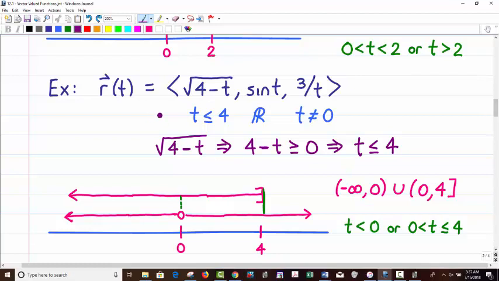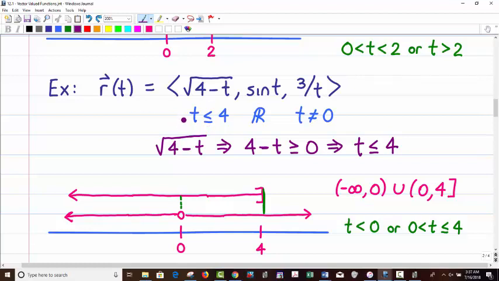Let's look at this next one. Square root of 4 minus t, and then sine of t, and then 3 over t. Okay, now be careful with this one. This is a little bit different, obviously, than if it was t minus 4. For 4 minus t, actually anything less than or equal to 4 would be okay. If it was t minus 4, the arrow would go the other way.